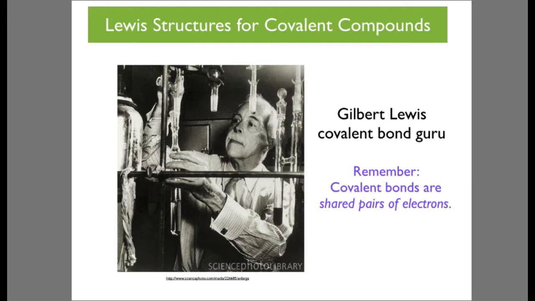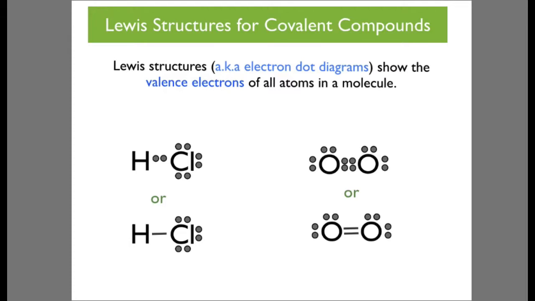Gilbert Lewis, here seen in his Instagram profile picture, was the covalent bond guru who discovered that covalent bonds share pairs of electrons. Lewis structures, also known as electron dot diagrams, show the valence electrons of all atoms in a molecule. You can see here that you can draw two electrons, or you can draw a single line. Over here, for the double bond, you have two pairs of electrons, or two lines.